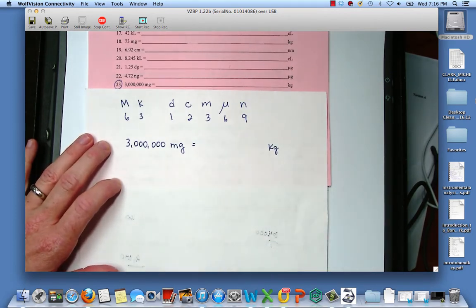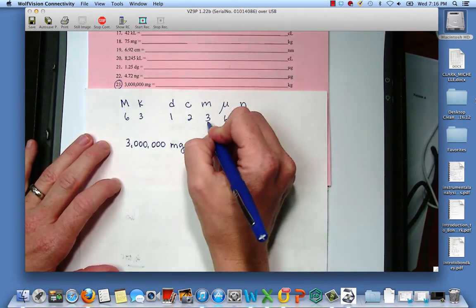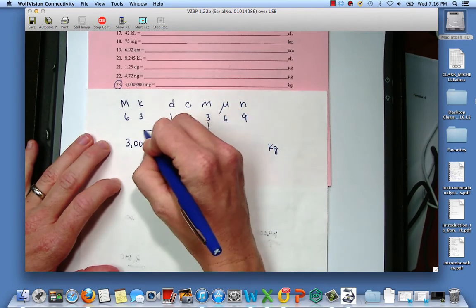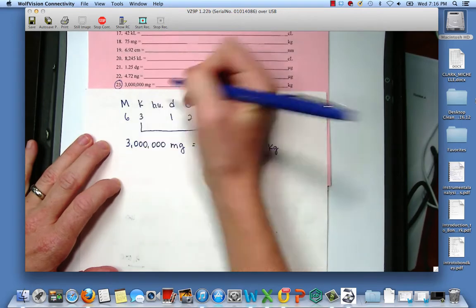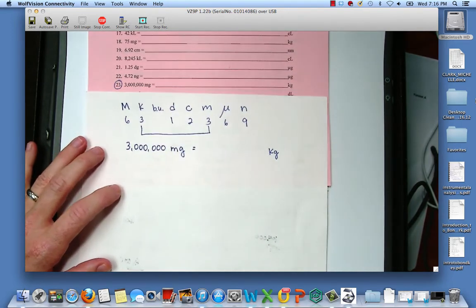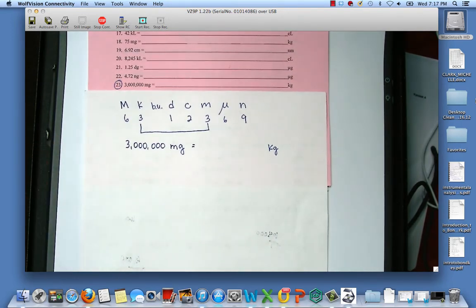So you're going from milli to kilo. So you're skipping over this base unit. So what you're going to do is you can do this in 2 steps, or you can do it in one whole step. So this would be 3 to the left and 3 to the left again, for a total of how much?